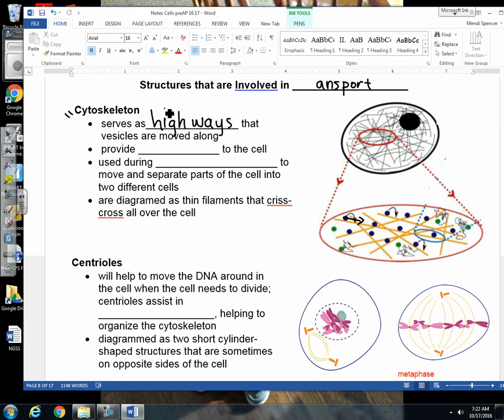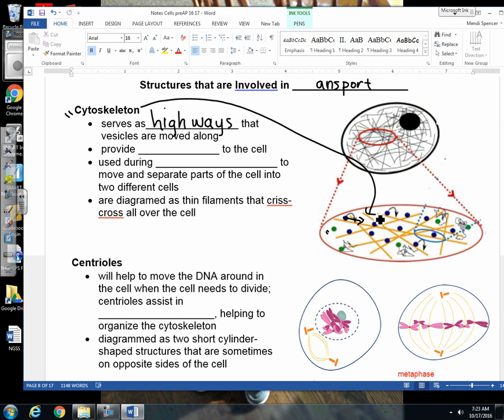So you learned that the rough ER modifies proteins and ships them to the Golgi. Well, how do these vesicles that contain proteins and lipids from the smooth ER get to the Golgi? How does the Golgi send them to the plasma membrane? Well, these vesicles are walked along these tracks that are called the cytoskeleton. So that's where we say they serve as highways at which molecules can be moved, and even organelles can be moved and walked along the cytoskeleton.